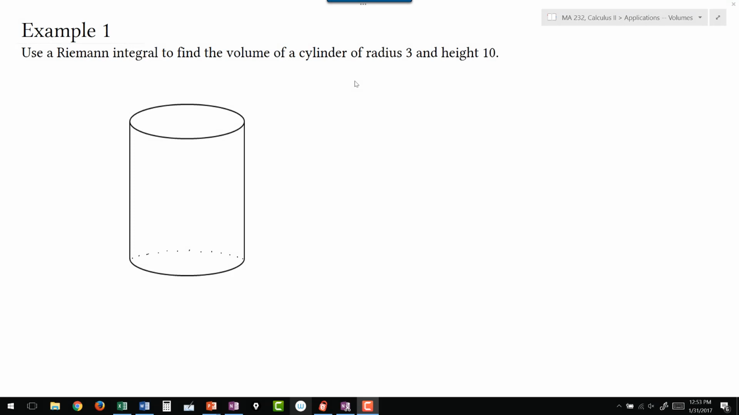Our first few examples involve using integrals to find volumes of shapes that we already know. This first example asks us to find the volume of a cylinder of radius 3 and height 10. We know from previous work that the volume of a cylinder is pi r squared h, where r is the radius and h is the height. So for this particular cylinder, that's pi times 3 squared times 10, which we can write as 90 pi.